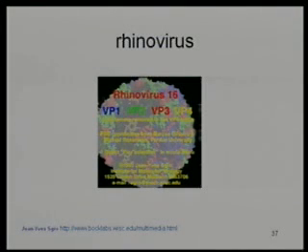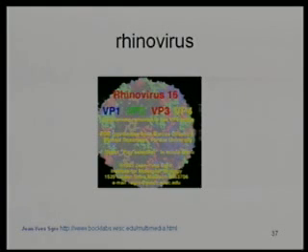Okay, let's see if we can do it this way. Good. Okay, so that's the principle of the icosahedral nucleocapsid, very commonly used by a lot of viruses.